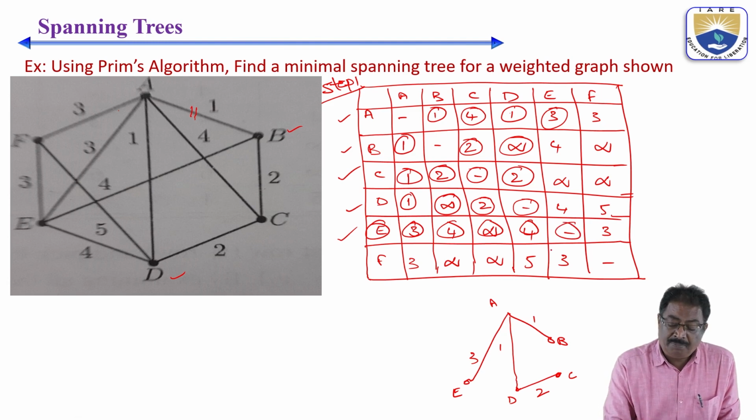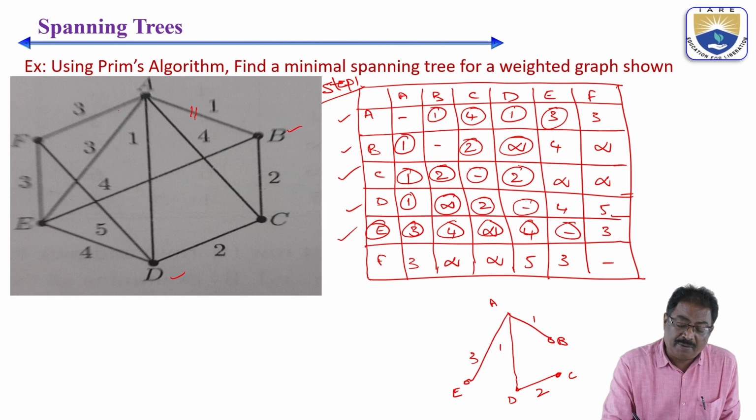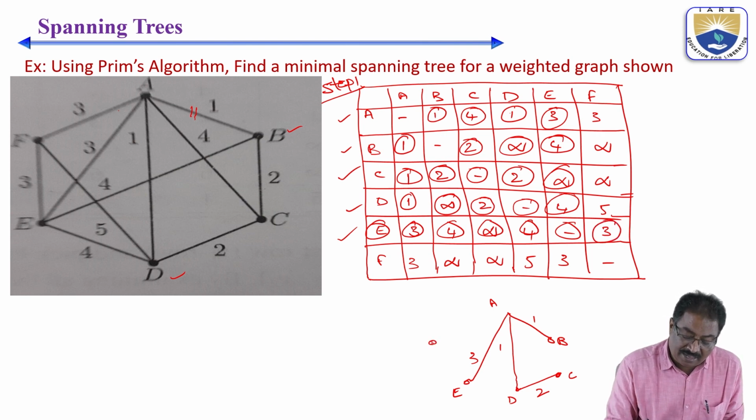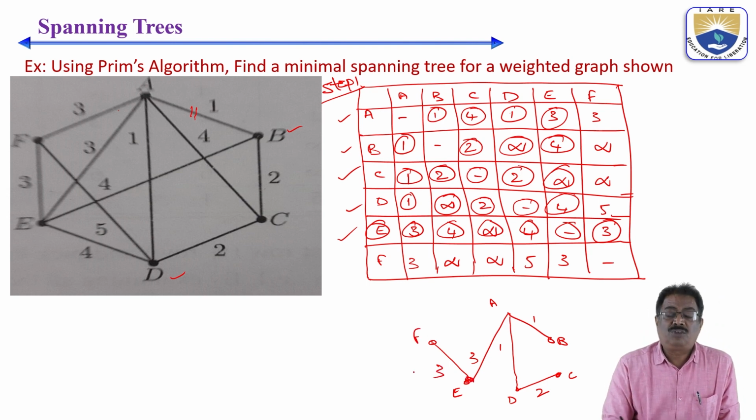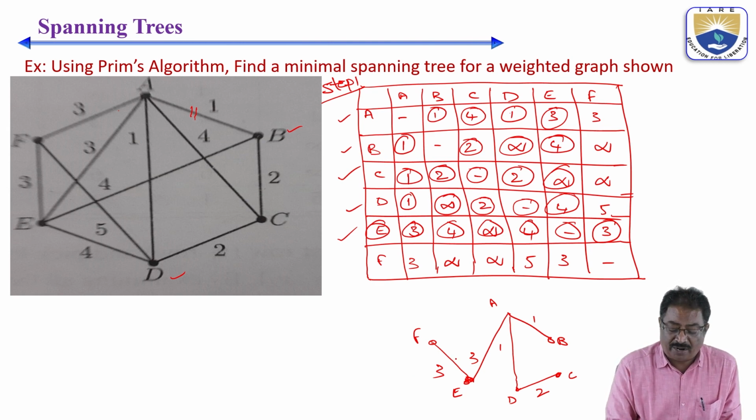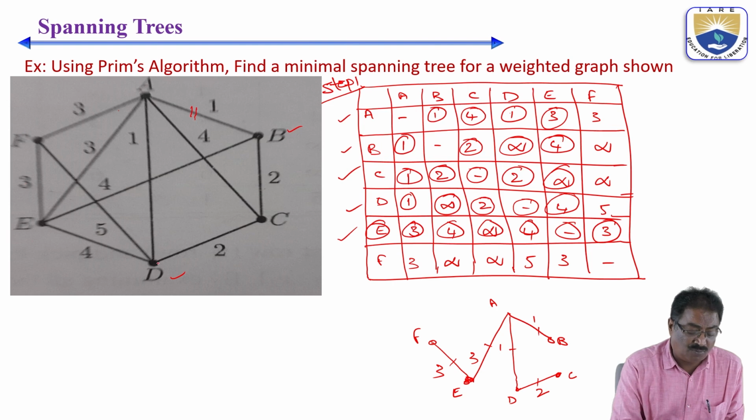Now, remaining E to F, remaining E is also over. I am just removing this. And remaining this, what is the least one? Least one is 3. Either I can move from E or I can move from A. Anywhere we can consider. So I am going to consider the other one, which is F. So F is 3. So I am going to get another spanning tree. How many edges is it having? 1, 2, 3, 4, 5 edges. So 5 edges, how many vertices is it having? 1, 2, 3, 4, 5, 6.